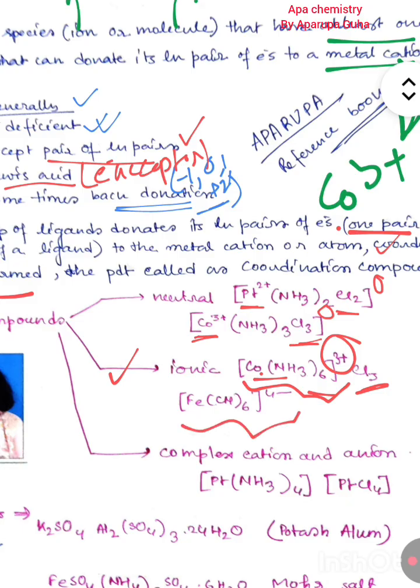This is also ionic. And it is a complex cation-anion, because this platinum NH3 whole 4 should be 2 plus and PtCl4 should be 2 minus. This actual charge is 2 plus, or 4 plus? 4 plus. So this is the combination of a cation coordination pair and an anion coordination pair, and that makes the complex cation-anion coordination compound.